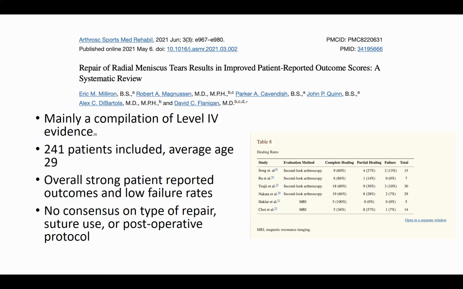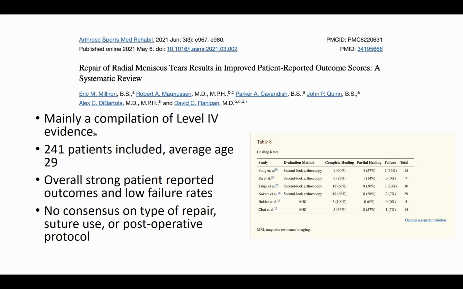241 patients were included, ages 23 to 37. Two-thirds of the patients were male, and there was a relatively even distribution between lateral and medial meniscal injuries. Uniformly, all studies reported improvements in functional outcomes and quality of life during a mean follow-up period of 3 years. Six individual studies used second look arthroscopy or repeat MRI, as shown above, to demonstrate healing rates. The rates of failure during the secondary procedures were no higher than 13% during the follow-up interval.